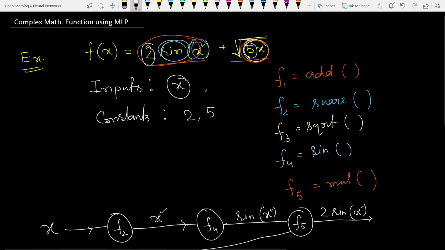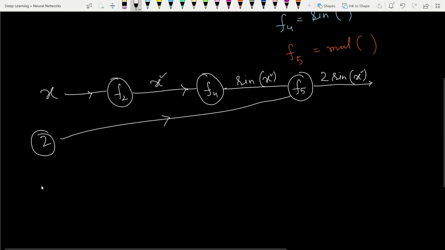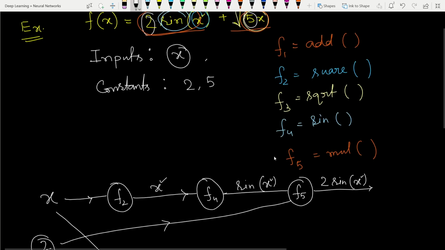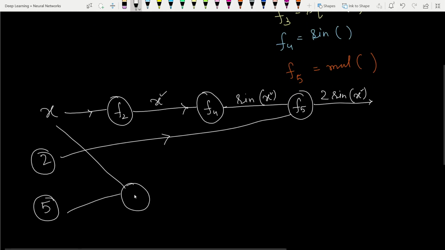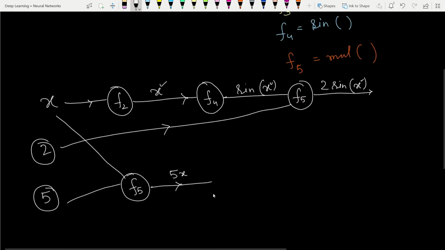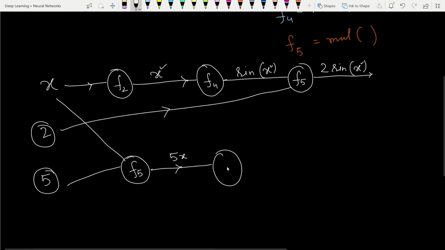Now we have to produce this 5x. So this 5x we produce. Again, one input we require, this one and this one, with the help of the multiplication function, that is f5. We will produce here the 5x. Okay, 5x. Now using the 5x and the square, again we apply here the f3 function, and we will produce here the 5x.